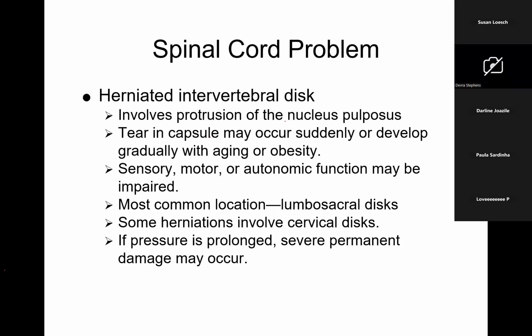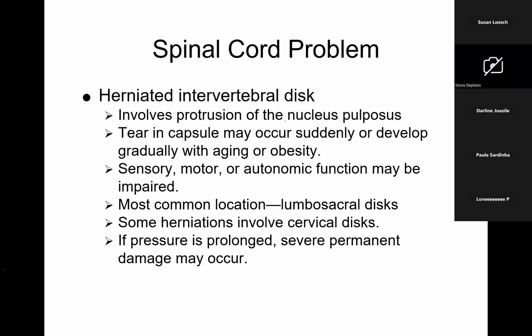All right. Spinal cord problems, herniated intervertebral disc. This can cause protrusion of the nucleus. A tear in the capsule can suddenly occur or develop gradually because of aging or obesity. Herniation would involve protrusion of the nucleus, and there's a little gelatinous component that's in there. If that leaks fluid or leaks that gel out, okay, that can interfere with nerve conduction and it can be painful. It can cause problems with sensory, motor, or autonomic dysfunction.